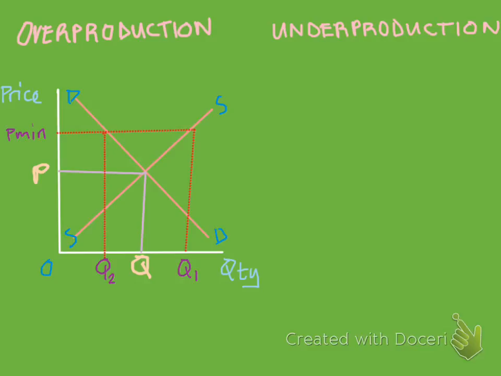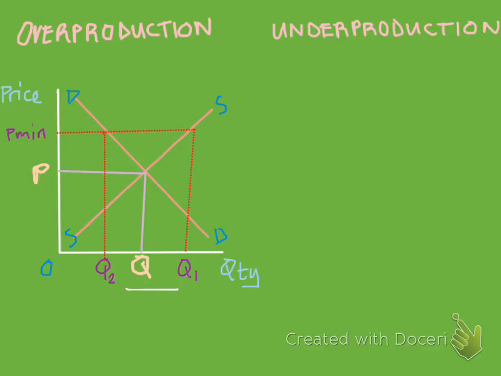Q1, Q2, OQ1, OQ2, this distance is the amount of goods. It represents the amount of goods overproduced. What is demanded is OQ2, but OQ1 is produced. So the difference between OQ1 and OQ2 is overproduction, overproduced goods.